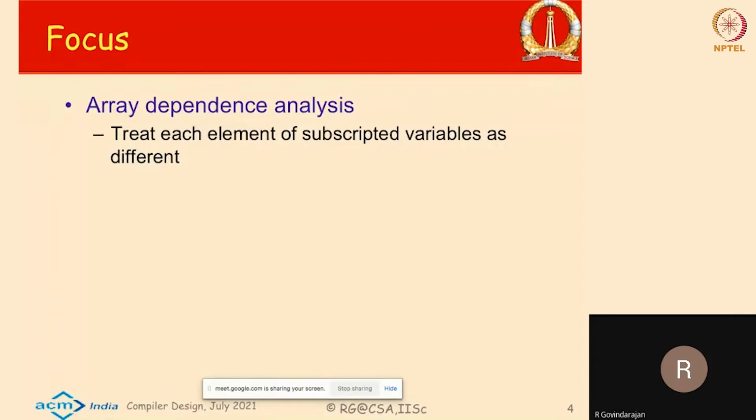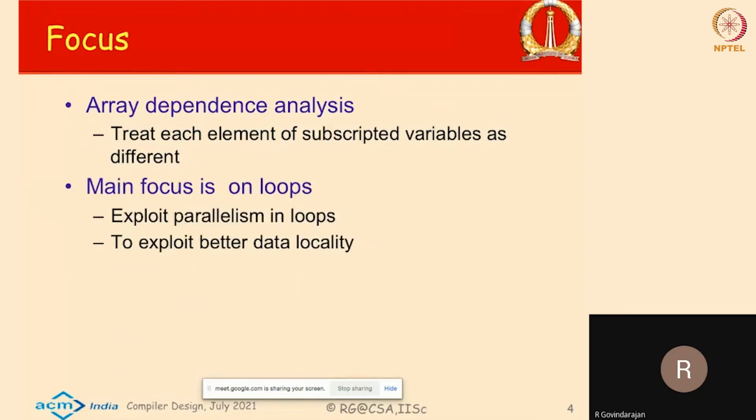Okay, so what are we going to talk about? We are going to talk about dependence analysis, but you might ask, we have already talked about dependencies, right? But we have talked about dependencies for scalar variables. Now we are going to extend that to talk about dependencies for arrays. An array consists of multiple elements, and you're going to figure out which statements are dependent on which other statements, and through what values or what memory locations they are dependent. So essentially, we are going to treat each element of the subscripted variable as different and then try to find out the dependencies between them.